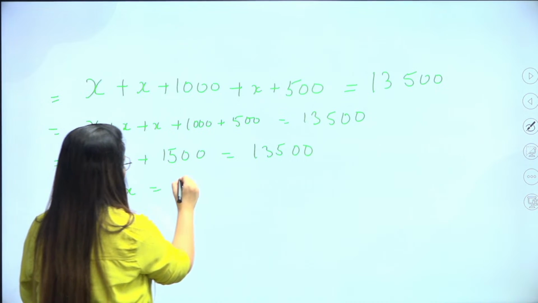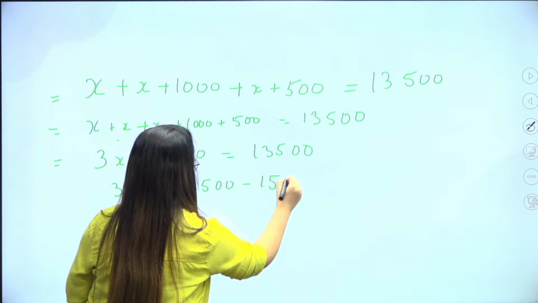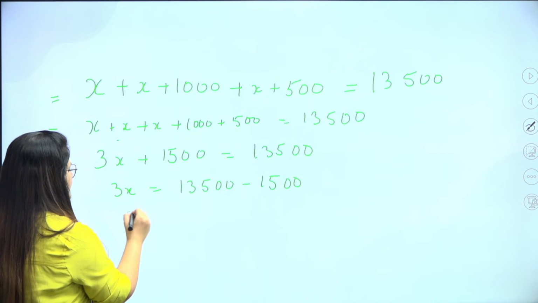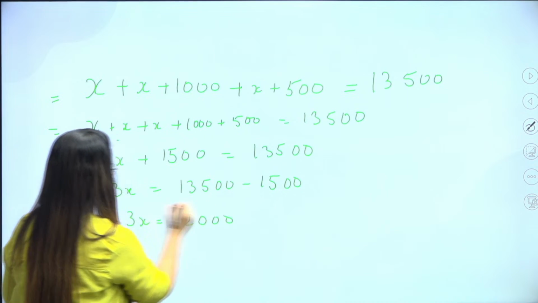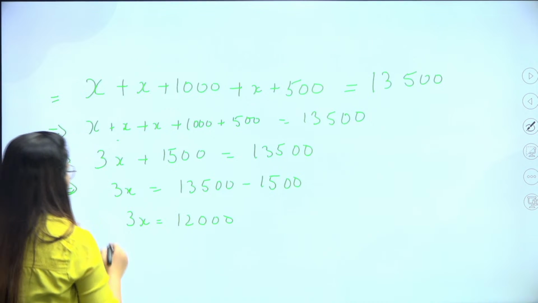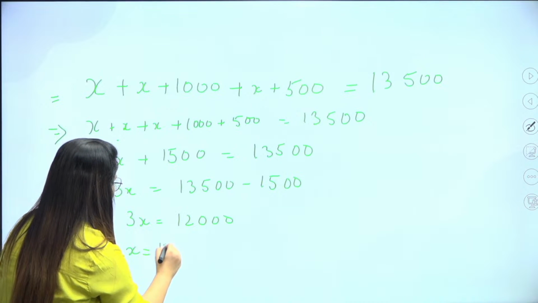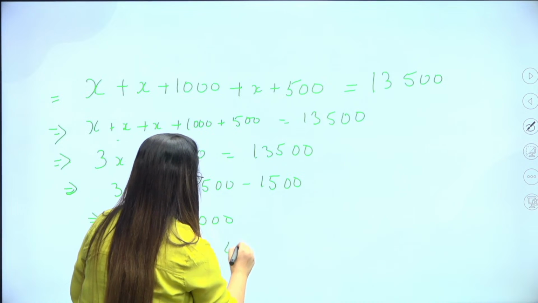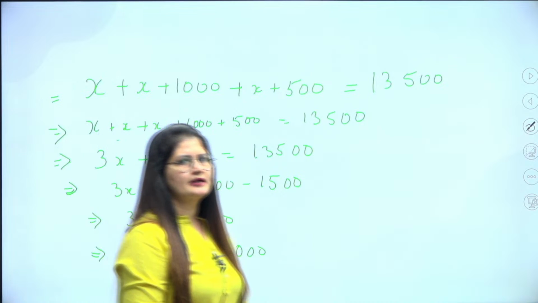3x is equal to 13,500 minus 1,500. We are going to do the transposition here. Here it is a plus sign, on the opposite side, it is going to be minus. So 3x is coming out to be equal to 12,000. Correct? So if we have to find the value of x, x will come out to be 12,000 divided by 3, which will come out to be 4,000 rupees. That means this is the amount that Karan has received.